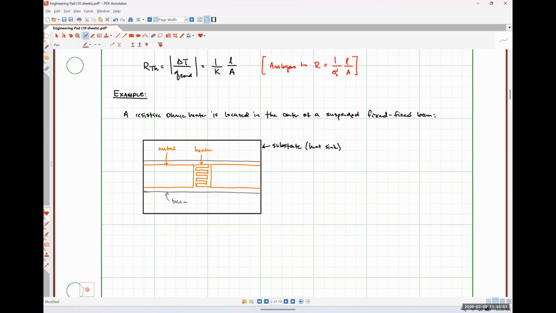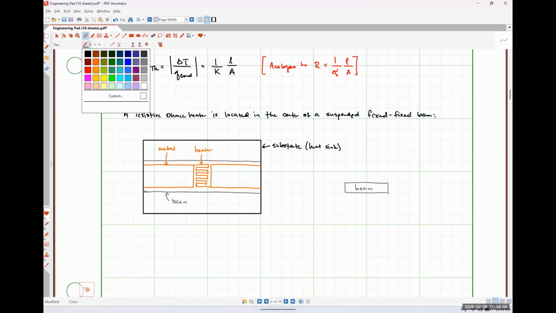And then for a side view, we might look at it something like this. Here's our beam. On top of our beam is our metal.